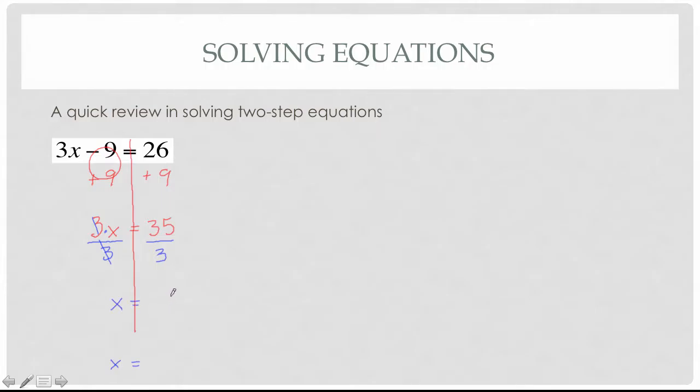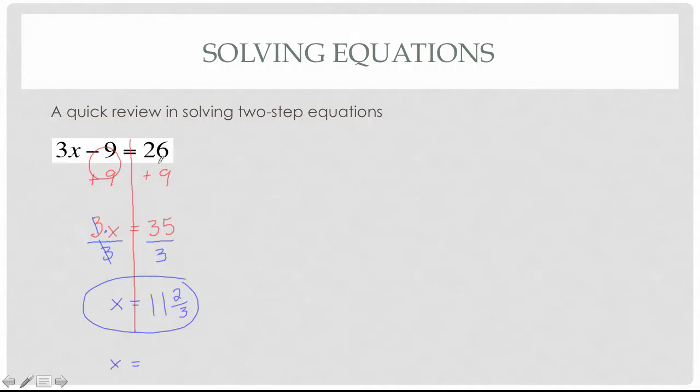We've isolated the variable. But now we've got to do 35 divided by 3 as well. 3 goes into 35 11 times with a remainder of 2, 2/3. So good, there's my solution. If x is 11 and 2/3 and I multiply it by 3 and subtract 9, it will equal 26.